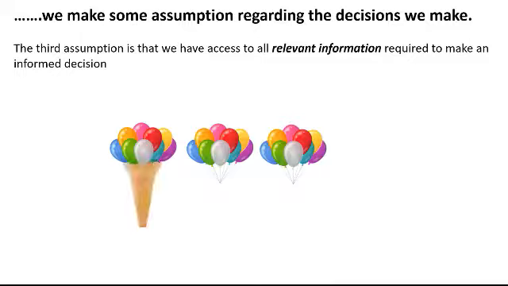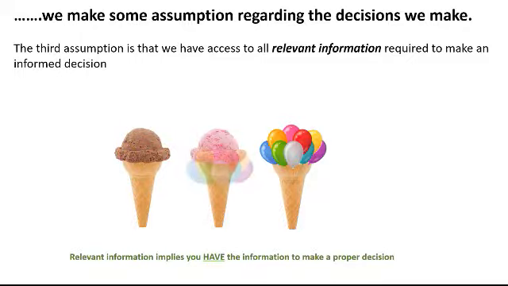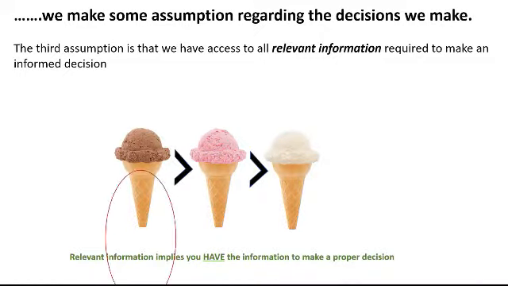Now, the third assumption is that we have all relevant information, right? And all this implies is that, remember the first assumption, we have rational preferences. Second assumption, we choose by optimizing. So the third assumption is we have all the relevant information in order to solve that problem. In this case, we're looking at the three types of ice cream. We have no idea which one it is. We know we like chocolate, but we don't have enough information to determine which one is chocolate. And so, of course, having all information says, hey, I like chocolate, and that is the one I'm going to choose.